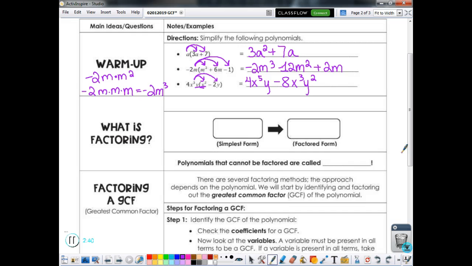Okay, so what we're going to do today is we're basically going to factor, and we're going to go backwards. Okay, so factoring is when you separate a polynomial back into a product.